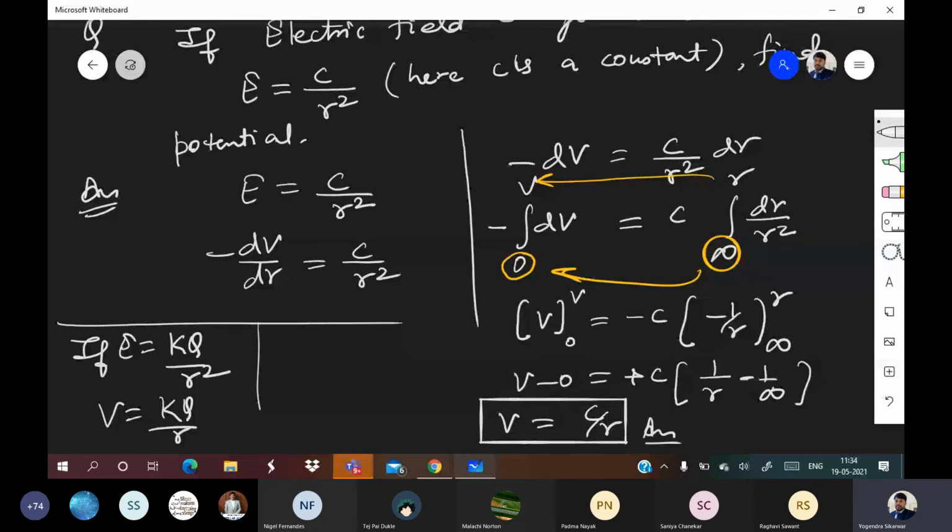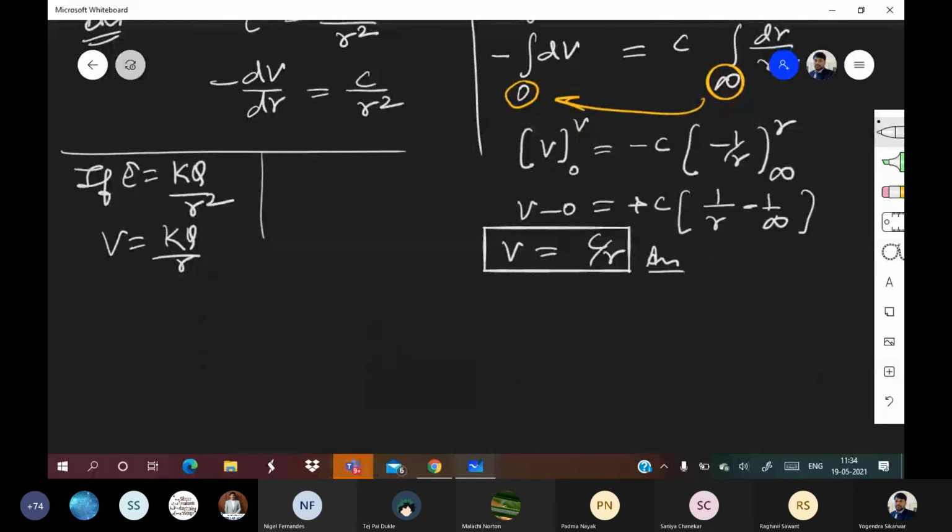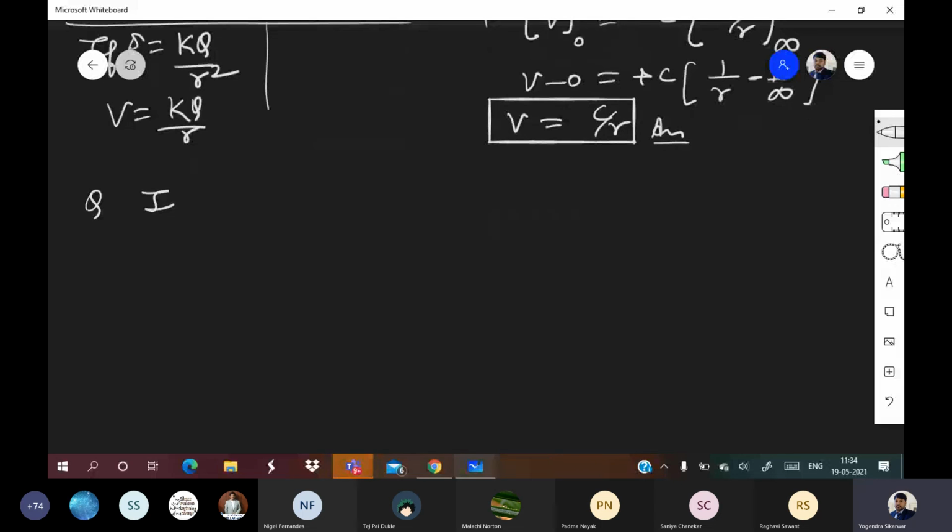Next question on your computer screen. If E is equal to kq r upon r cube, find potential.